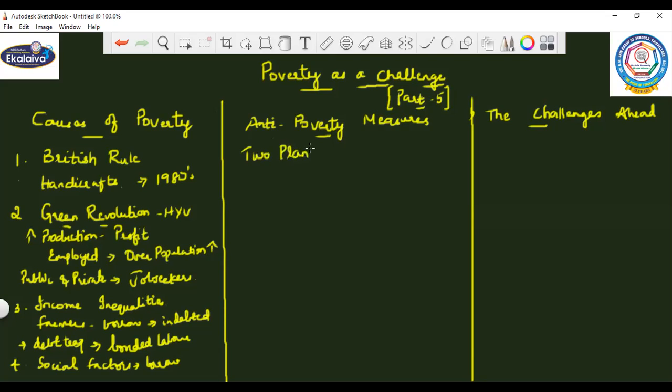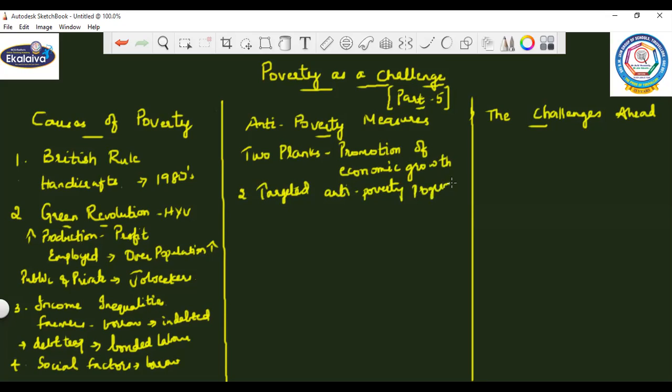Now, what are those? First thing, they have to see that there is a promotion of economic growth, right? Secondly, they have to see targeted anti-poverty programs, right, children? Now, what is this? First, they have to see the promotion of economic growth. Now, what happened now, children?